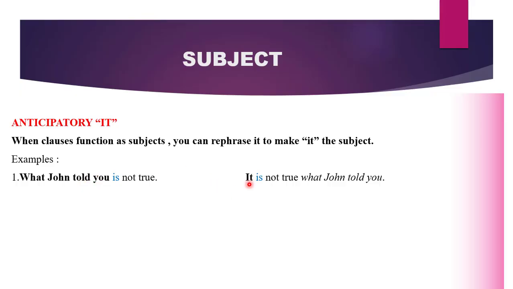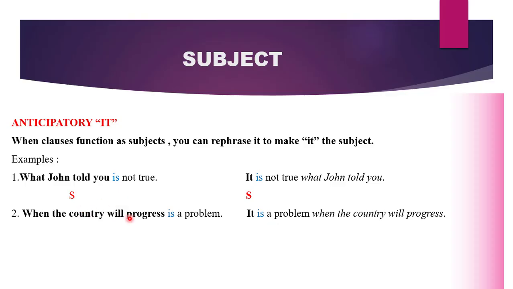Whenever you replace clauses with the word it, we will call that it an anticipatory it. So if you do that, then the elements of the clause will have to come at the end of the sentence. For example, it is not true what John told you. It has become the subject. When the country will progress is a problem. What is a problem? When the country will progress. It is a problem when the country will progress.